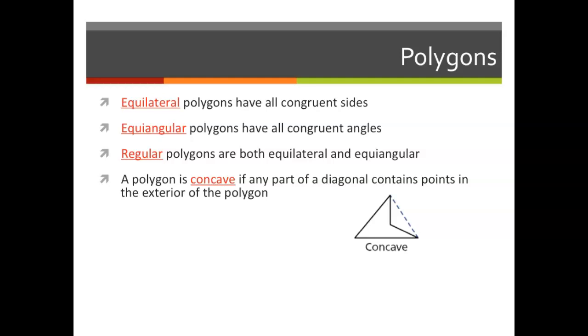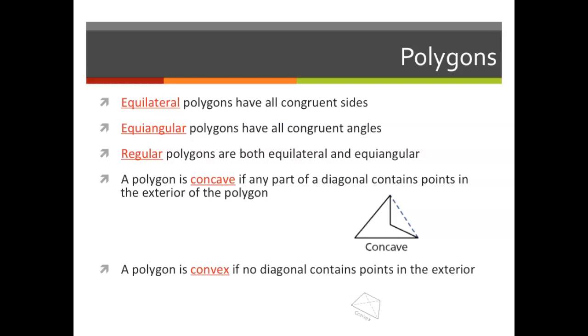Now we say a polygon is convex if there's no diagonal that contains points in the exterior. So here's an example of that. We can see here this has 4 sides as well, and we've drawn in actually all the possible diagonals, and none of those diagonals are on the outside of the polygon. So this is what we call a convex polygon.